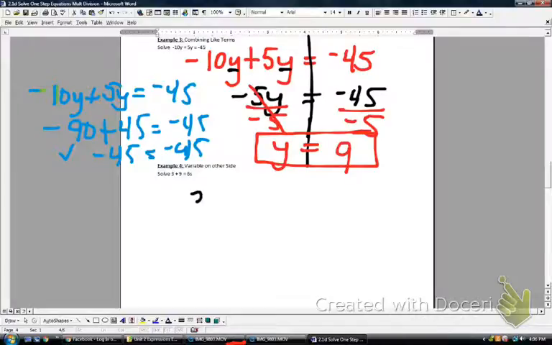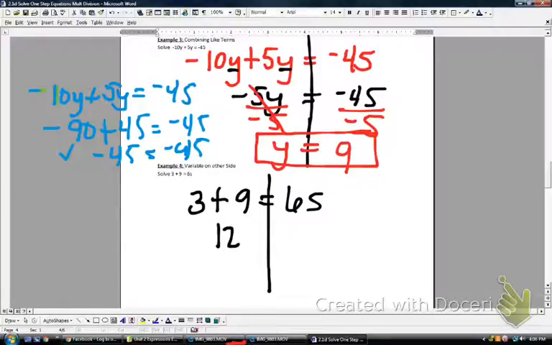The next one is 3 plus 9 equals 6s. So I have my variable on the other side, and I have combined like terms. I'm going to go ahead and separate my brothers and my sisters. 3 plus 9 is 12 equals 6s. So then I look at the side that has my variable. That's this side. The number that's attached to the variable is 6.